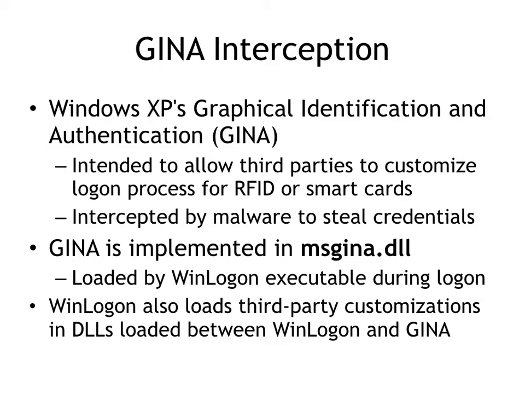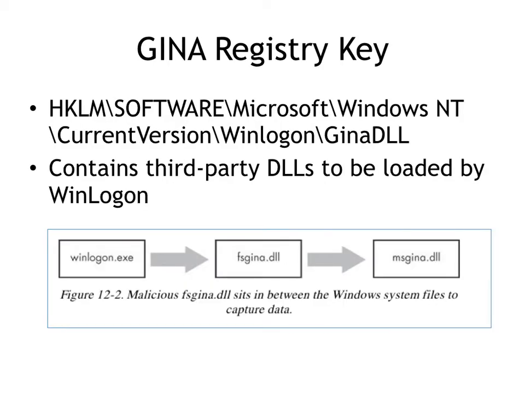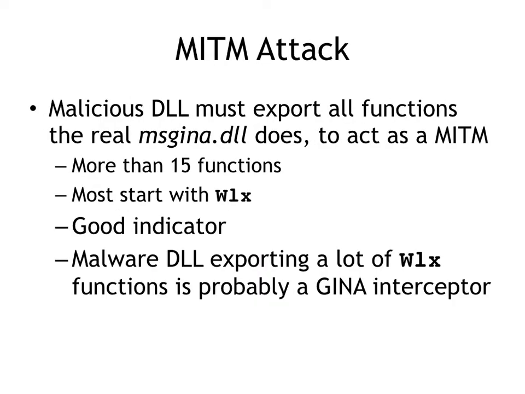Graphical identification and authentication lets you have another way to authenticate. And that's msgina.dll, which is loaded by the Windows executable during login. So you can have some other way to log in. And that means you've got a GINA registry key that specifies what third-party DLLs will be used by the Windows login process, so you can alter the login process. And therefore, you can capture data from Winlogon. Now, this is intended to make it possible for you to add something else, like a camera or a thumbprint scanner, but you can abuse it to just steal the login from the login process. And that's effectively a man-in-the-middle attack within the machine.